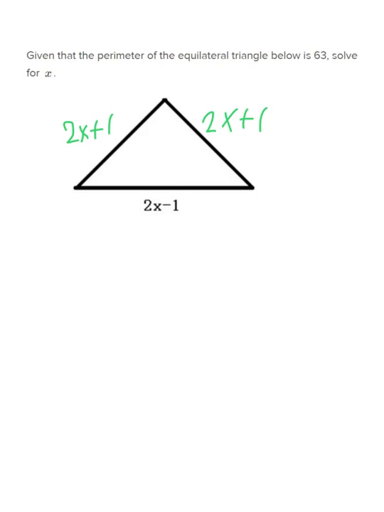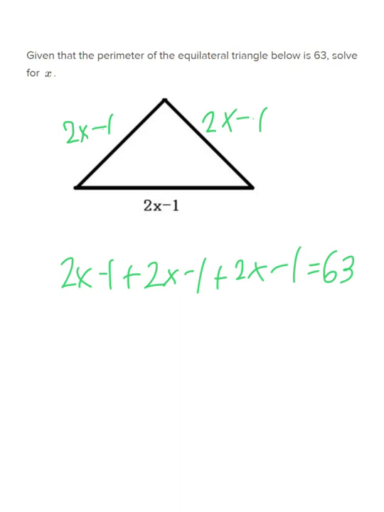Oops, I saw I made a mistake. Do you see the mistake I made? That should be minus right there. Aha. So I'm going to change those to minus. Okay, so let's see. 2x plus 1. Nope, I did it again. 2x minus 1, plus 2x minus 1, plus 2x minus 1 equals 63.